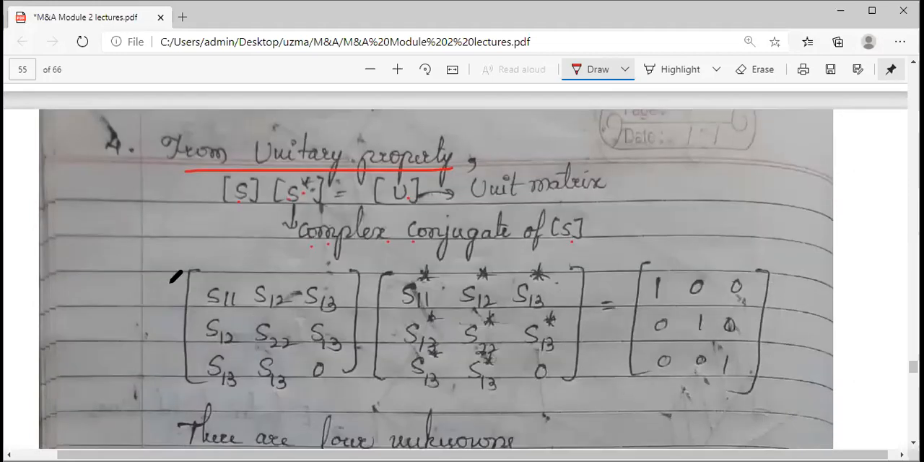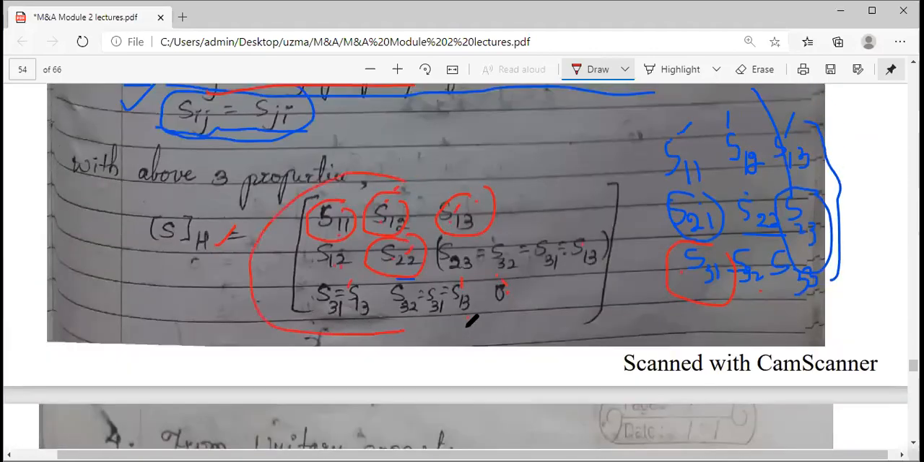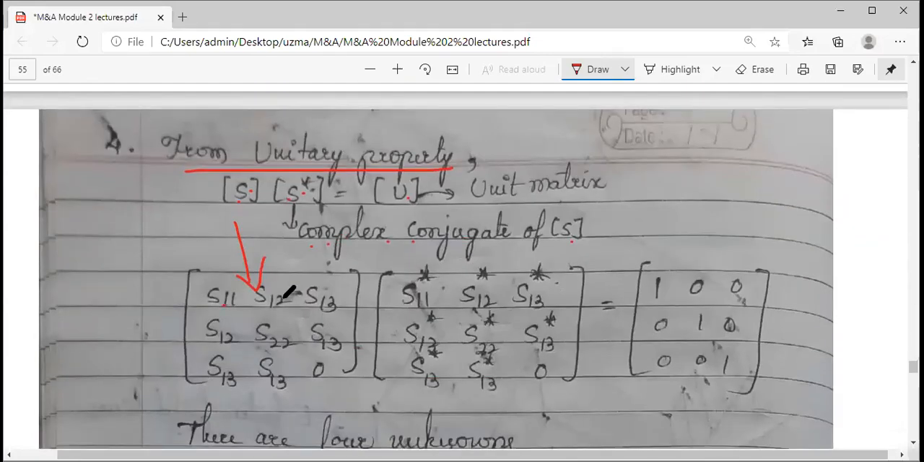So according to this, how does the equation look? Substitute S. This S is the reduced matrix, not all the original 9 values. It has only 4 unknowns. You can see S11, S12, S13, S22. So these 4 unknowns we need to find. If I take this as S, what will be its complex conjugate? Simply, the values S11, S12, S13, you can see I have written the same values, just put a star above, indicating the complex conjugate. S12, S22, S13. I have written as it is, but with a star mark.